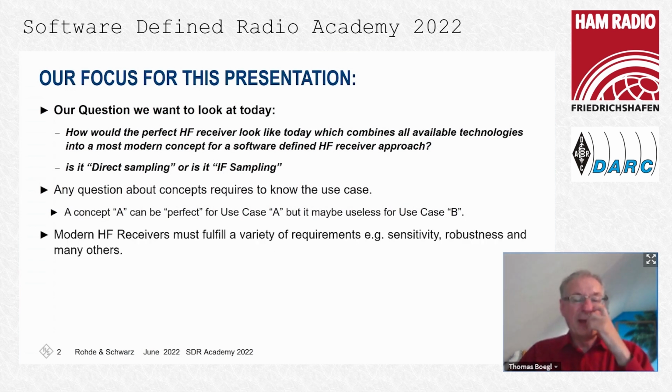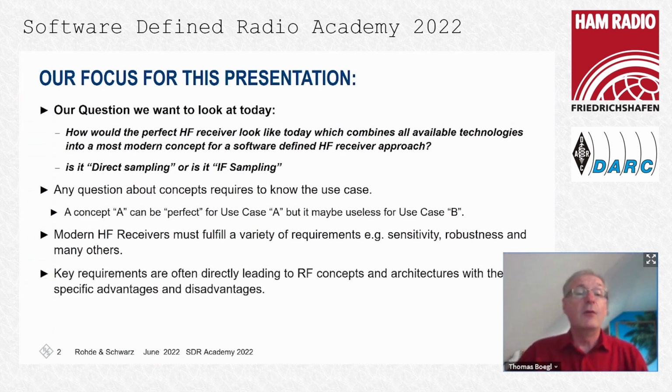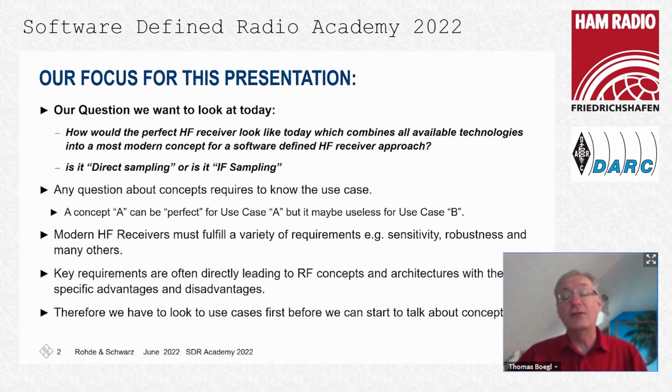So that means we have to look at use cases because HF receivers have to fulfill a variety of requirements. Sensitivity is very often discussed, but we have to talk about robustness and some other parameters. That's the reason why key requirements of RF concepts are based on the use cases, and the architectures combine specific advantages and disadvantages. And for that, it's absolutely necessary that we look at use cases first, which we will do in the next few slides, okay?